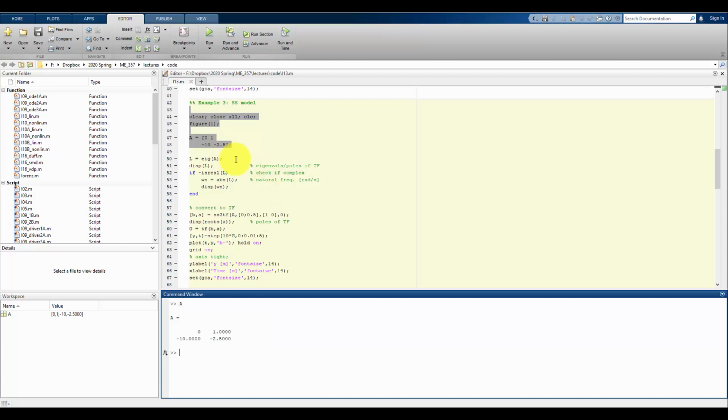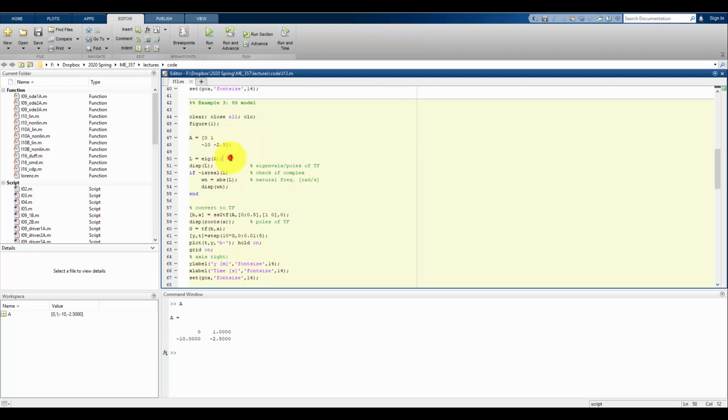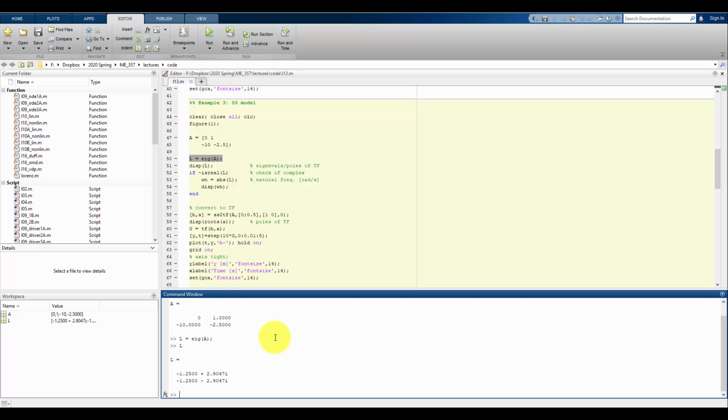Now, what's new is I want to find the eigenvalues of this matrix. So I'll do that here in line 50. I'm going to save that into the variable L. So L is the list of eigenvalues, and we see they're complex conjugates of each other, negative 1.25 plus or minus 2.9j about. So the eigenvalues are complex, and the real part is negative, so the eigenvalues are in the left half plane.